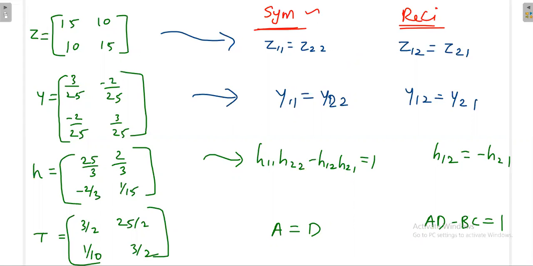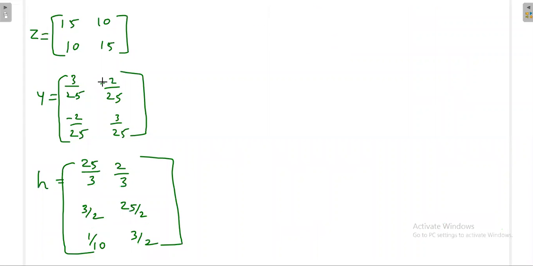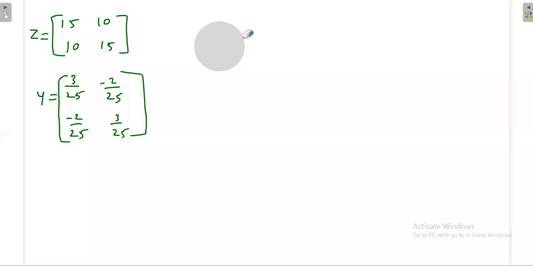Again, if you observe this equation, we have written this wrongly. Wait.